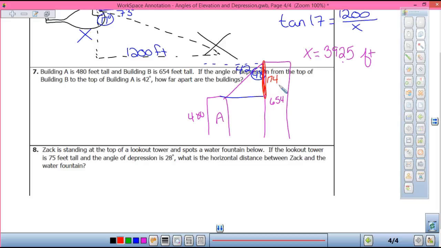And they want to know how far apart the buildings are. So that's this guy right here. How far apart are they? So tangent of 48 is going to be x over 174. So multiply or divide? Multiply.